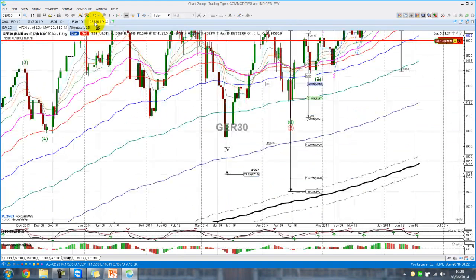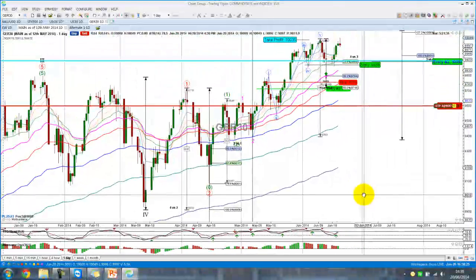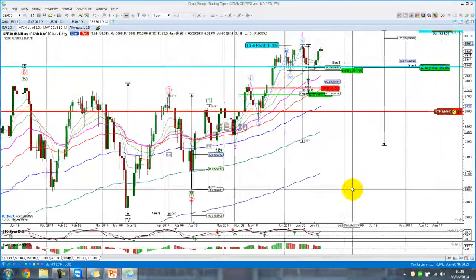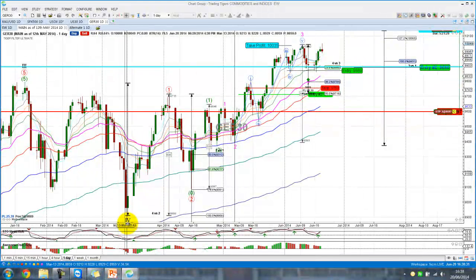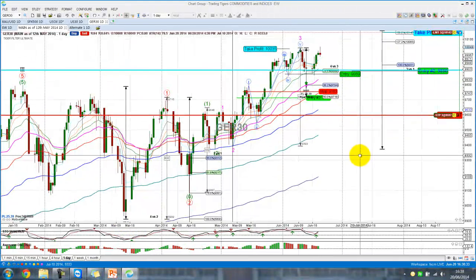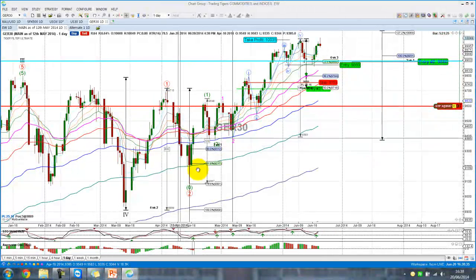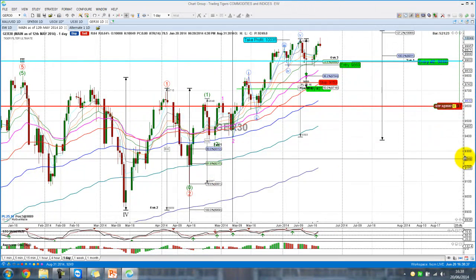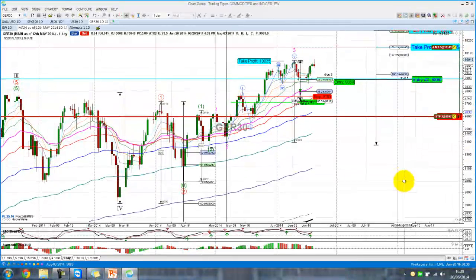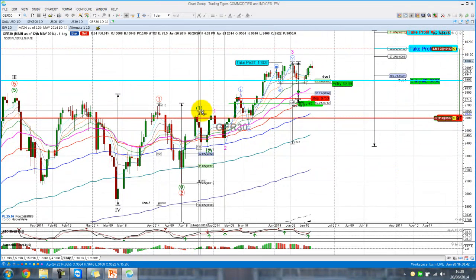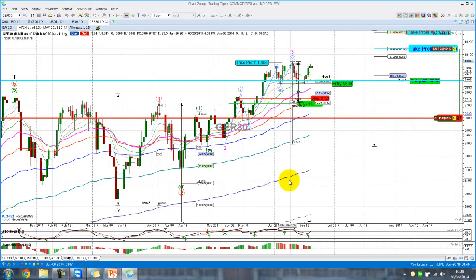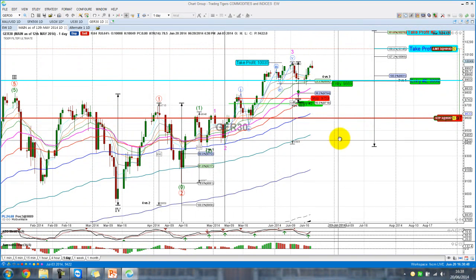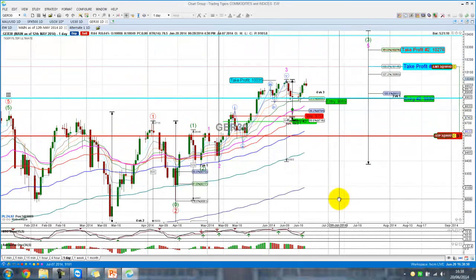Okay, let's move to the German 30, and here we are on the German 30. As you can see, we're in a wave 5 of a cycle degree. There's 3, there's 4, and we're in a wave 5, breaking that structure down. 1, 2, we're in a wave 3 of a primary degree that's red in circles, and its substructures is the intermediate 1 and 2 is completed, and a wave 3 right now in progression.